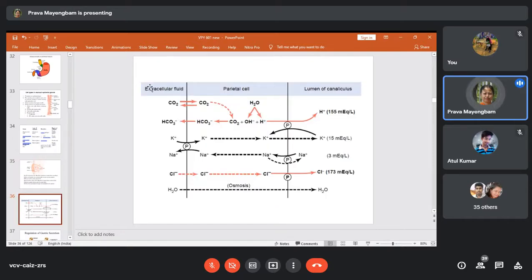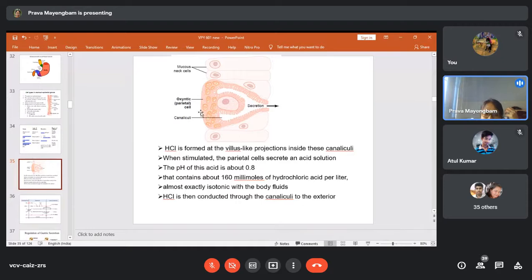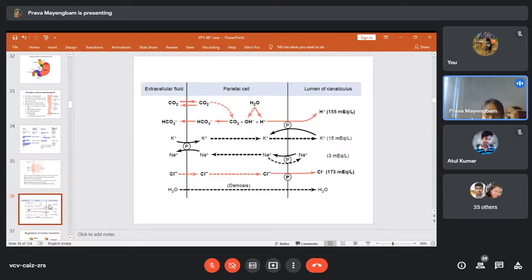So this is the extracellular fluid, this is the parietal cell, and this is the lumen of the canaliculus. That means this is the extracellular fluid, this is the canaliculus, and this is the inside of the oxyntic cell. Just imagine. This is the inside of the parietal cell, surrounding it is the extracellular fluid, and the next compartment is the lumen of the canaliculus.